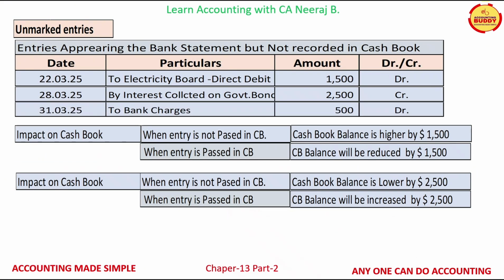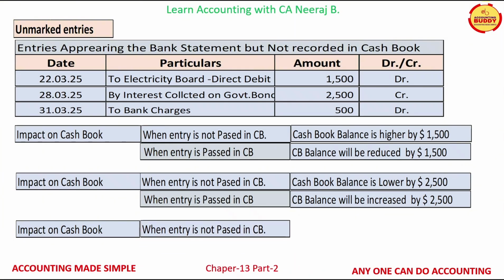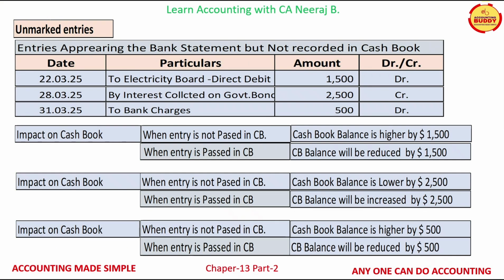On 31st March 25, bank debited account holder's account with $500 as bank charges. The impact of this transaction on the cash book when the entry is not passed in the cash book will be that the cash book balance will be higher by $500. And when this transaction is recorded in the cash book, balance will be reduced by $500.